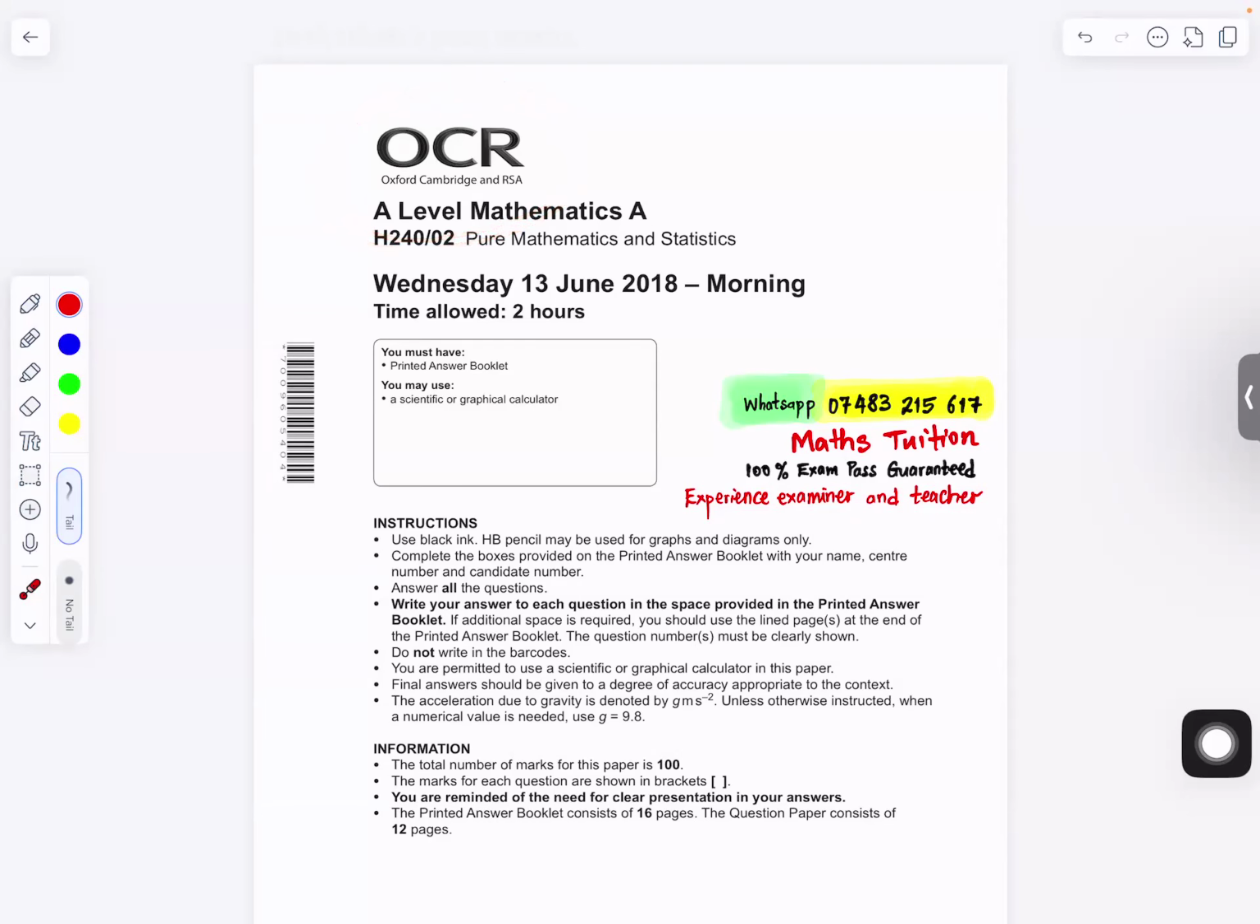OCR 2018, paper 2. I'm going to do a statistics question.